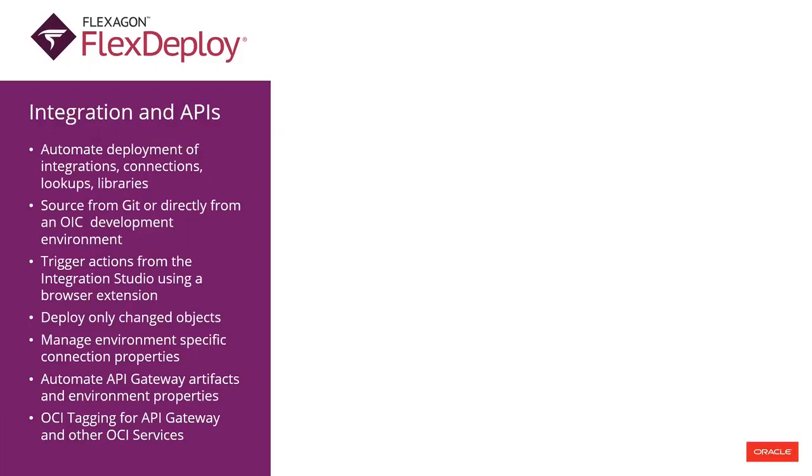And then we can trigger actions from the Integration Studio using a browser extension. And what that means, and I'll show it in the demo, is that once you complete your development changes for, say, an OIC integration, you can trigger an action to have FlexDeploy commit that to source control, and then using continuous integration, initiate the build.